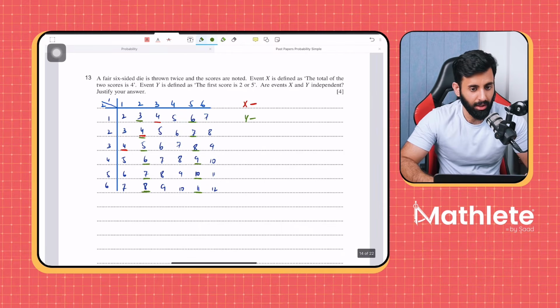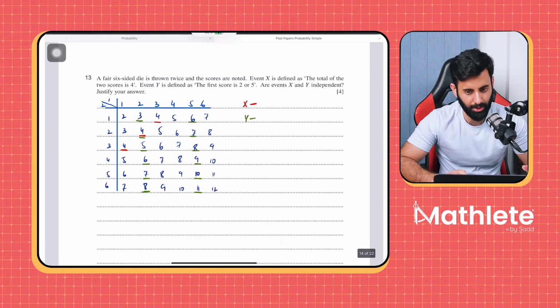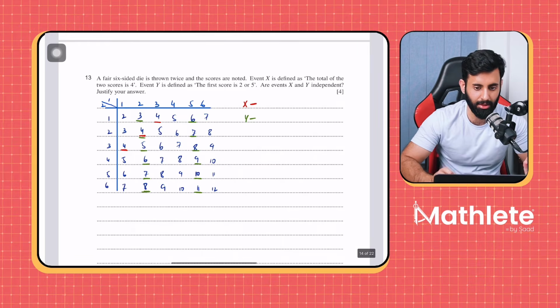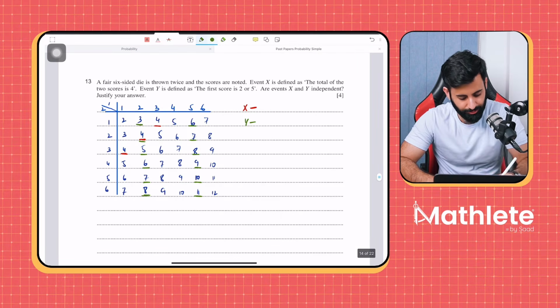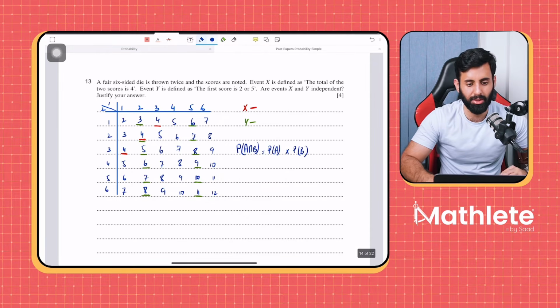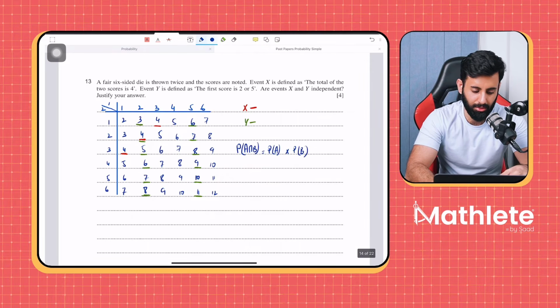Now it says, are events X and Y independent? So see if you guys can solve this question further. I've done all the hard work. All you got to do is decide whether they are independent or not. And how do we decide that? I'll write down the formula. The probability of A intersection B is equal to the probability of A times the probability of B. If this is true, that means they're independent. If this is not true, that means they're not independent.